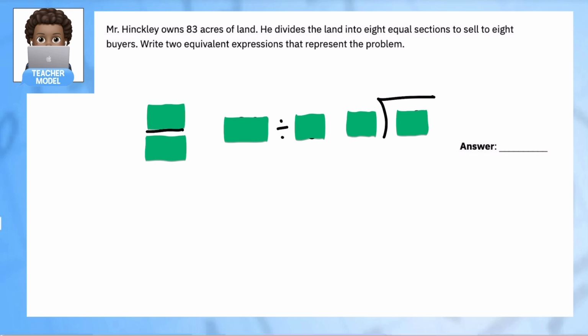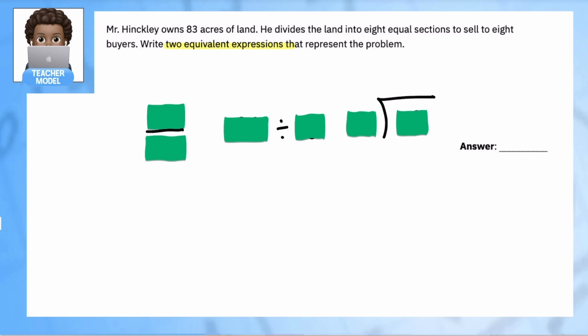Here's our first one. Mr. Hinkie owns 83 acres of land. He divides the land into 8 equal sections to sell to 8 buyers. Write 2 equivalent expressions that represent the problem. And you know 3 different ways, so pick 2, hit pause, jot them down, and we'll go over the answers in a second.